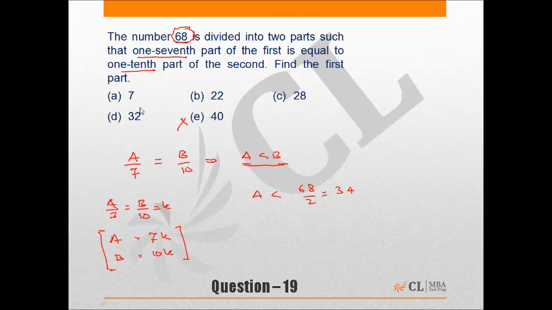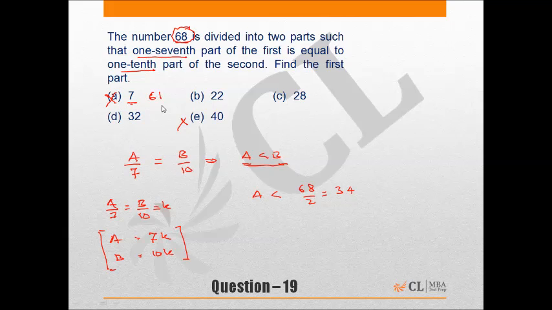For example, if we say the smaller part is 7, then the bigger part is going to be 68 minus 7, which makes it 61. 61 by 10 is 6.1, 7 by 7 is 1. This does not tally, hence choice A is incorrect. You could check all the choices.